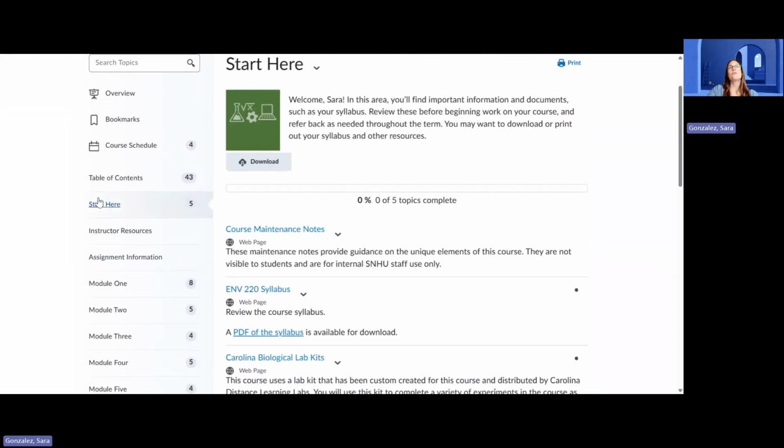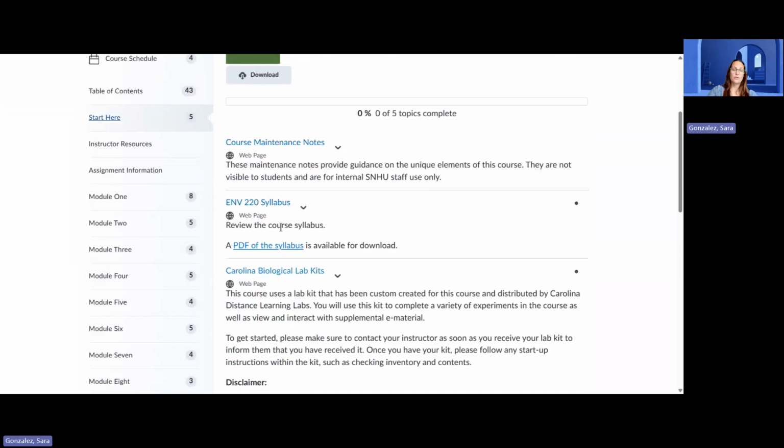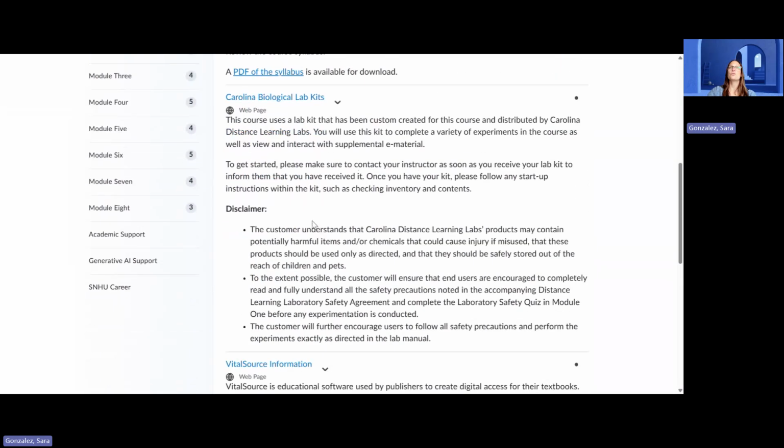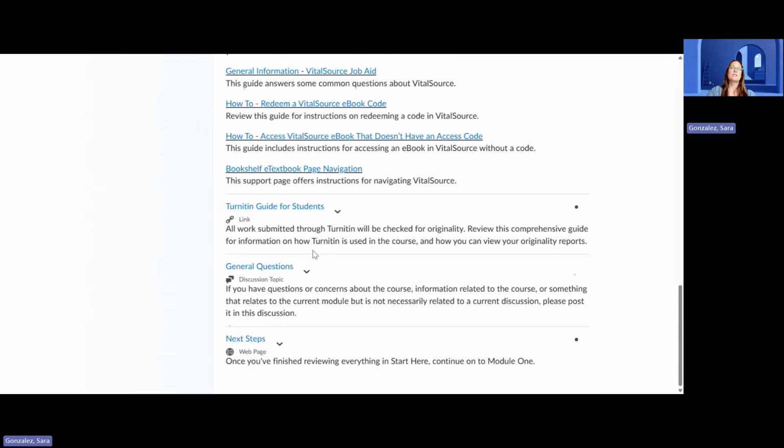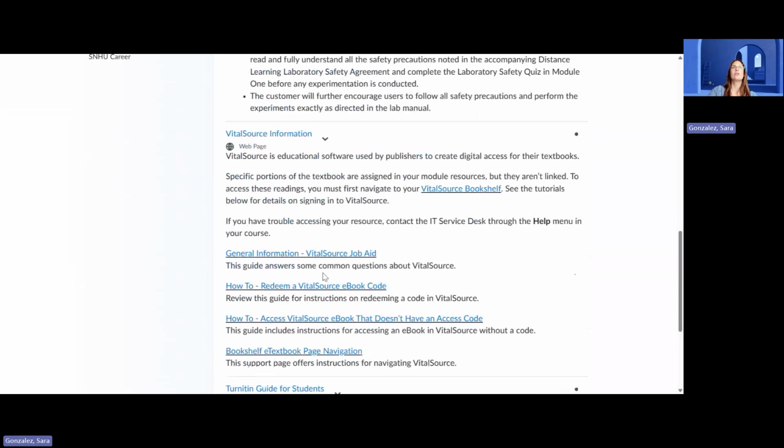Also there is the Start Here option. This is where you can find the syllabus, the Carolina Biological lab information as well, and some university resources like VitalSource and Turnitin as well. So make sure you take a look at that.